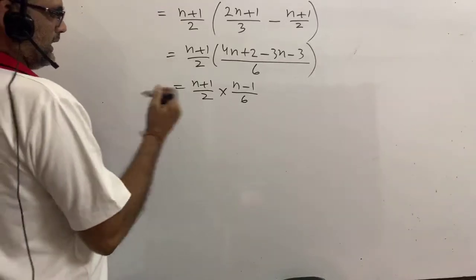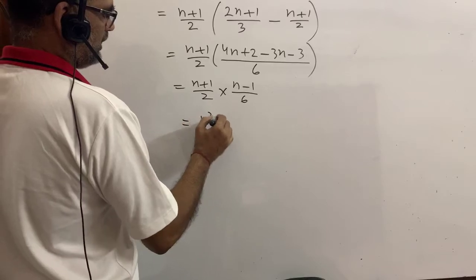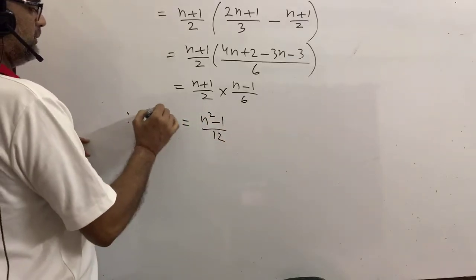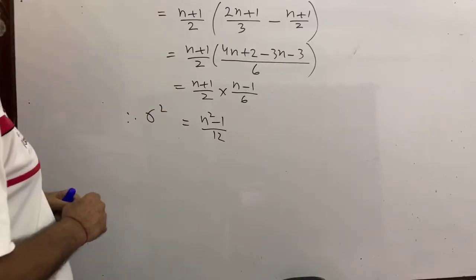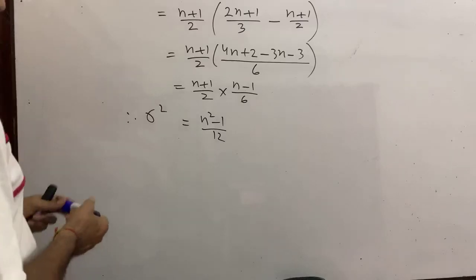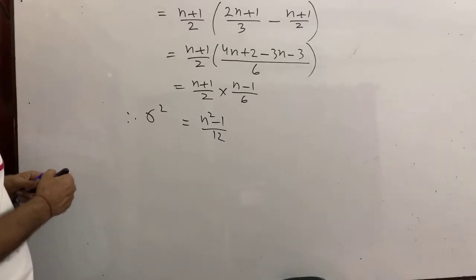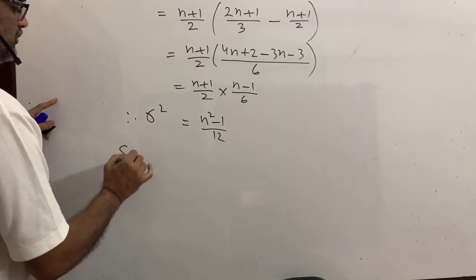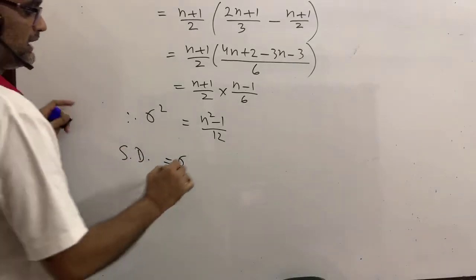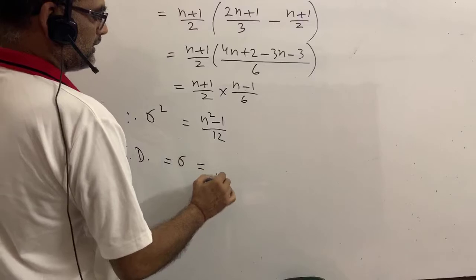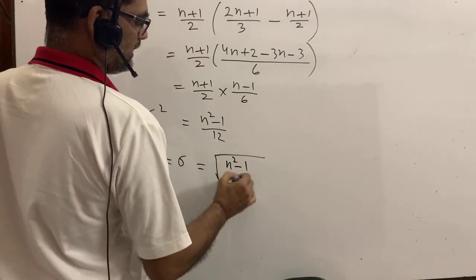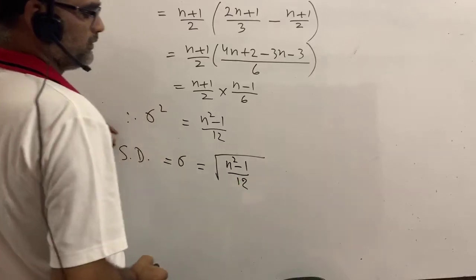That means we are getting (n square minus 1) by 12. Therefore, sigma square equals this variance. Now, if you were told to find the standard deviation, sigma equals what? That means you have to get it by square root: square root of (n square minus 1) by 12.